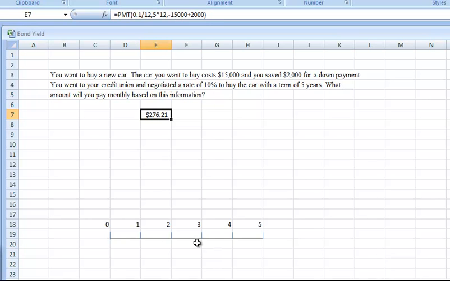Okay, now we have a timeline down here, and so what we're doing is actually within each year here, each one of these little dashes is a year. There'll be 12 payments in that year, and on each of the 12 periods in between each year, you'll have a payment of $276.21. So what does that mean? Okay, what it means is you've got a series of equal payments over 60 months.